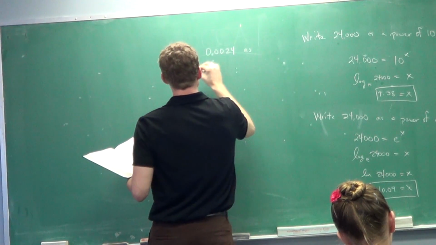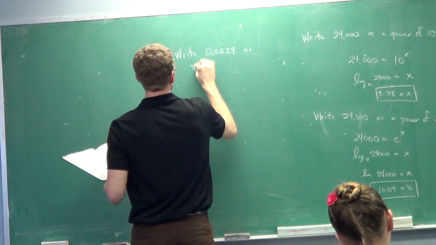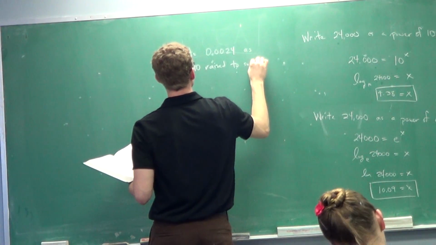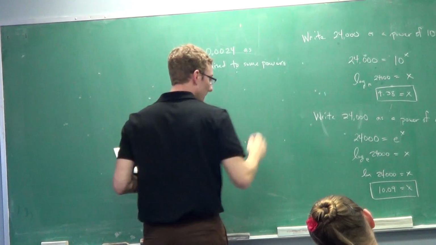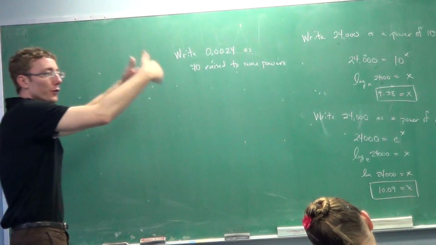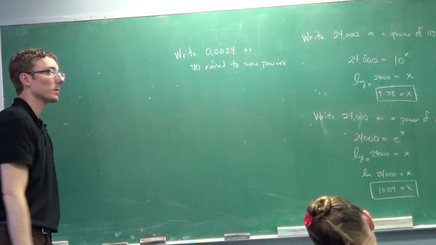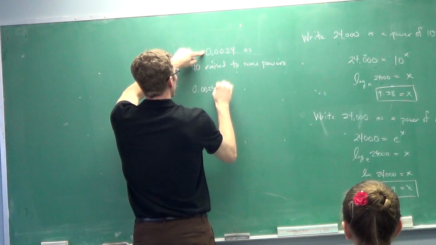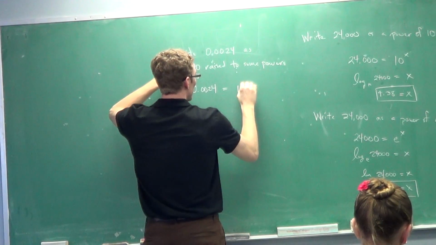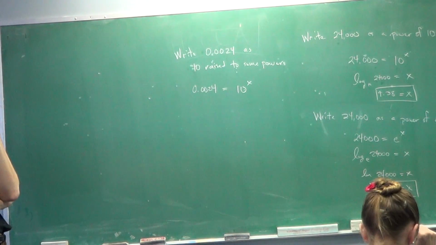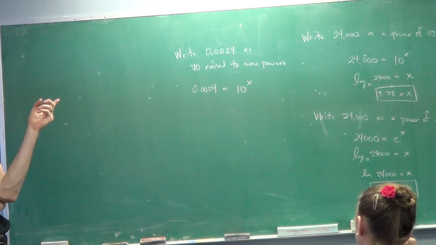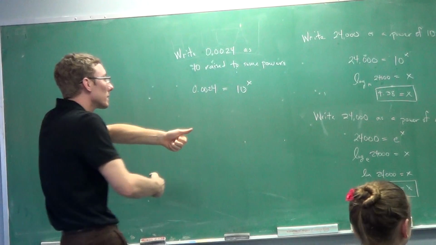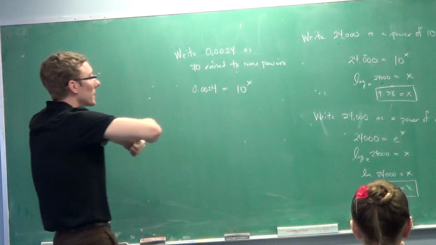Write 0.0024 as 10 raised to some power. Now we have to take what they give us and translate it into math. Once we do, then we just play math and solve. So I want to write 0.0024 as 10 raised to some power. Can anybody magically intuit the answer? No. So let's try to do something else that's going to get us working in the right direction.